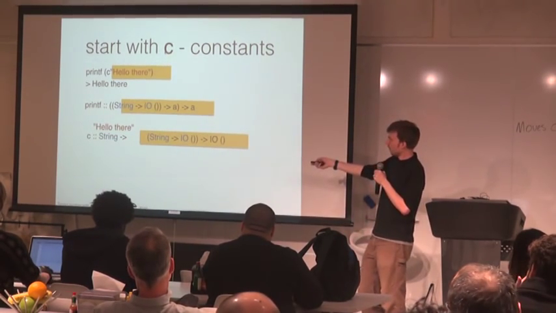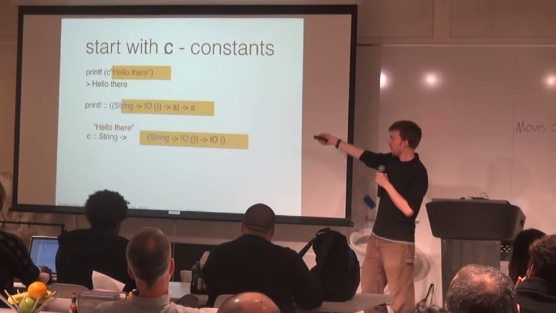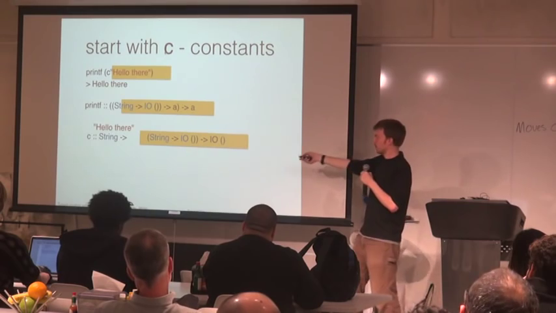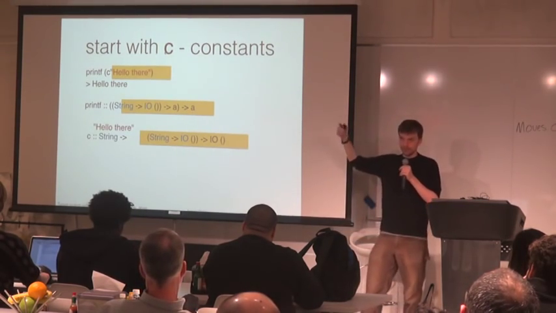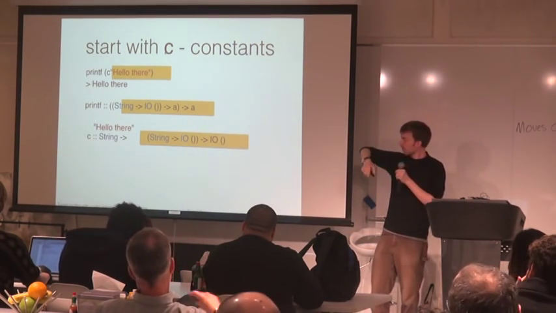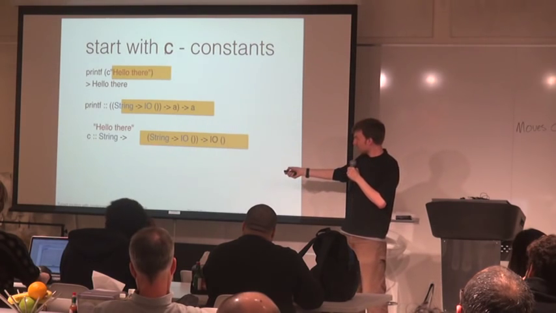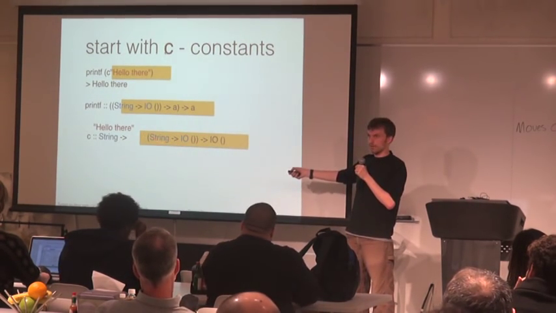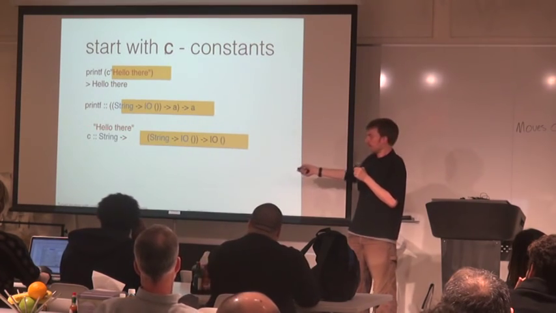And so we could say, OK, well, we know it's sort of supposed to be a string to IO to something. And we know what's going to happen with printf is it's going to pass put strlen in. So the argument here is going to be put strlen. And then we're going to apply it to our string and print it out. So we get back IO.